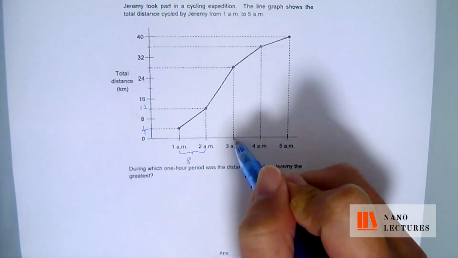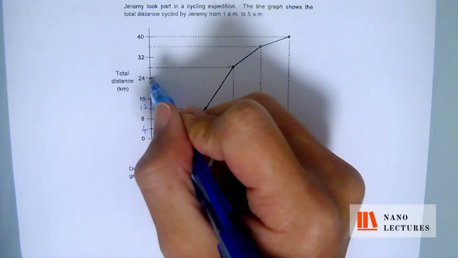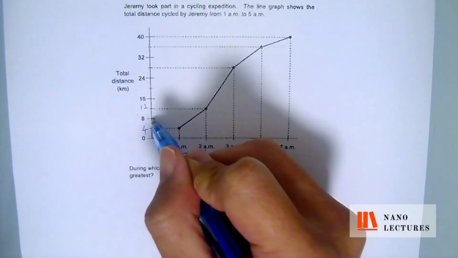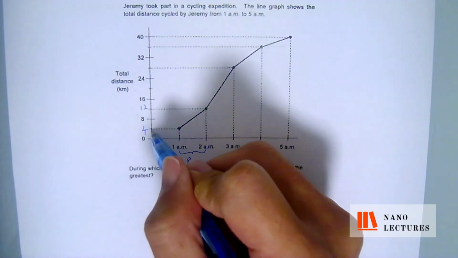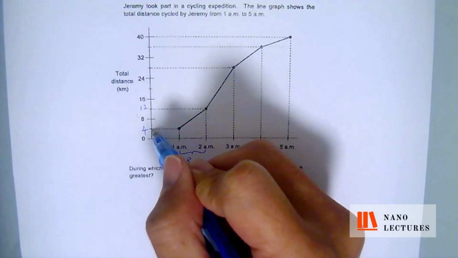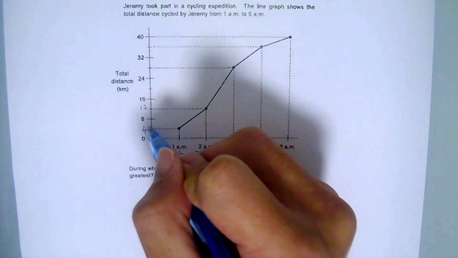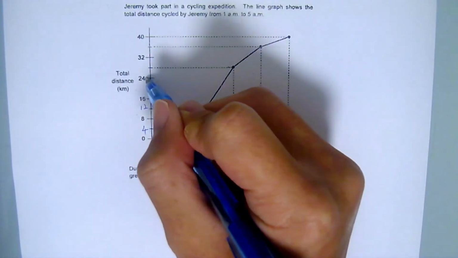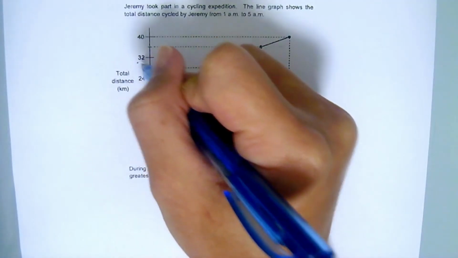Okay, let's look at 3 a.m. 3 a.m. is at, each of it is only 4. How I know is because this is 8, but there are 2 spaces. So 8 divided by 2 spaces is 4. So this one is 4. Which means that each increment is 4, 4, 4, 4, 4. 3 a.m. is 4 above 24, which is 28.